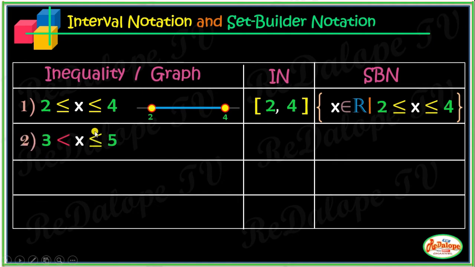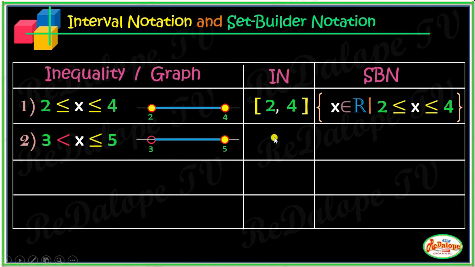For number 2, we have the inequality x is greater than 3 but less than or equal to 5. Since this is x greater than 3, we will make use of the open circle. And this is less than or equal, so we will use the closed circle. The endpoints are 3 and 5. So we have the open circle at 3 and the closed circle at 5. So the solution is all real numbers between 3 and 5 including 5 but not including 3.